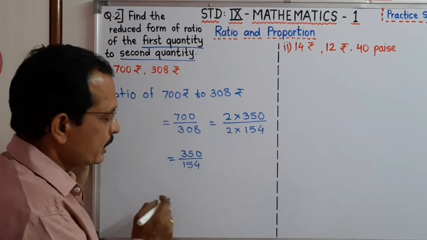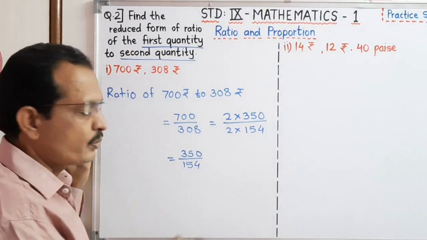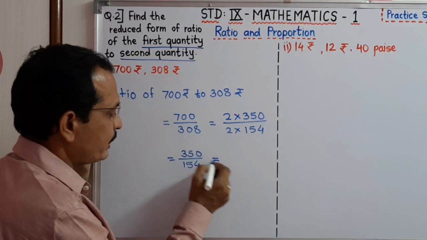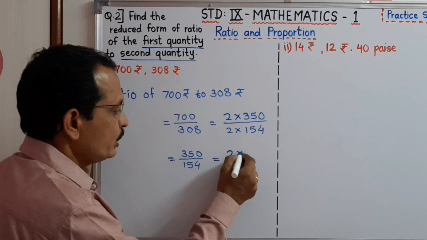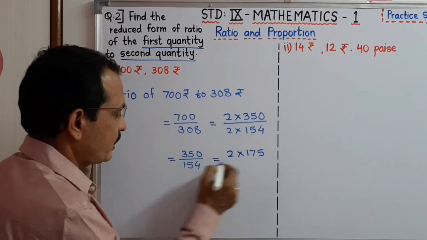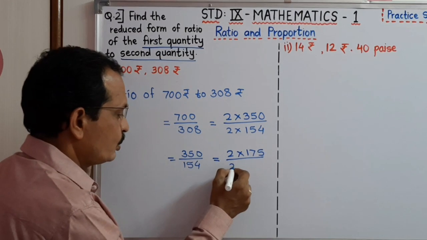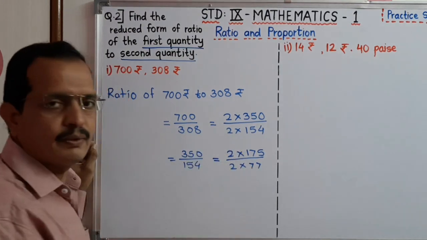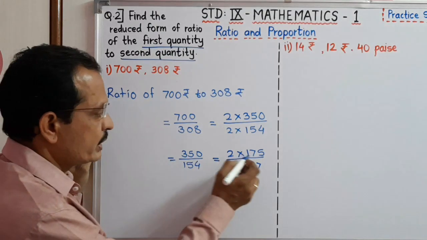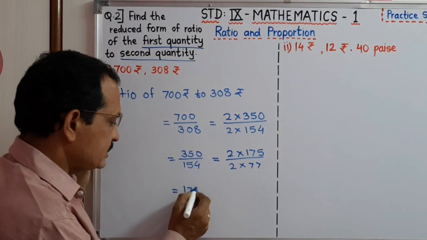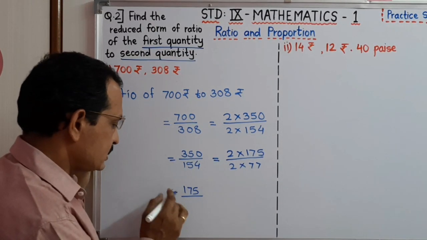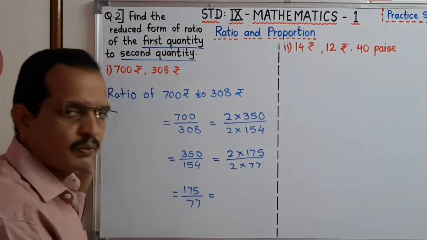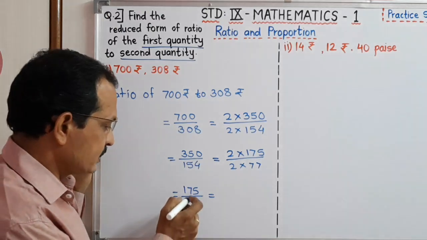Dear student, again we can simplify this, and for that purpose we can divide by 2. We have to write 2 into 175, and here 2 into 77. Therefore dear student, we get here now 175 upon 77. Now see here, we can again simplify this by 7.